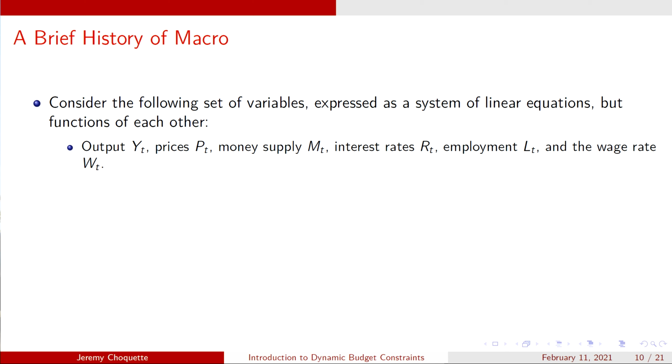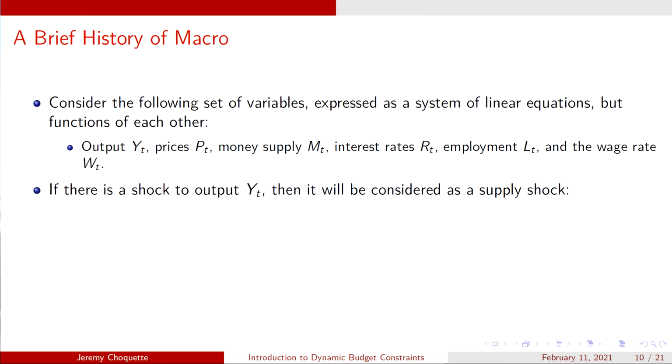Now, this is an econometric model. This is like an econometric representation of one of these newer, better, fancier dynamic macro models, which we'll be looking at in a minute. But let's think about what happens if there's a shock to output. The first thing is, how are we going to think of that?